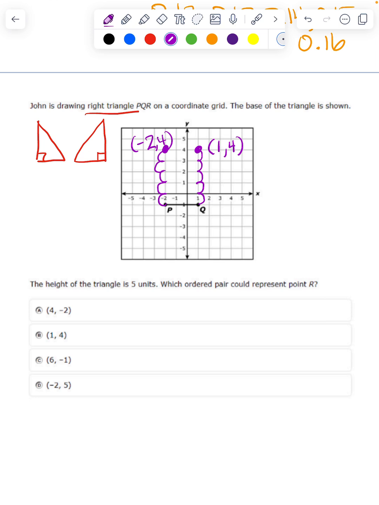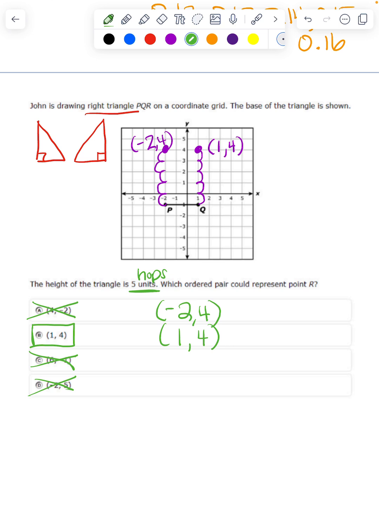So A could not possibly be our answer because it's backwards. Okay? We need either -2, +4, or +1, +4. And the only one that ends in 4 is going to be B, 1, 4, and the other 2 do not match. So again, when it asks for 5 units, you're just going to do 5 hops. And again, I knew I was making a triangle, and I knew on the triangle I could go up on the left side from my base or up on the right side from my base. Okay? Go try your triangle coordinate plane problem on your paper.